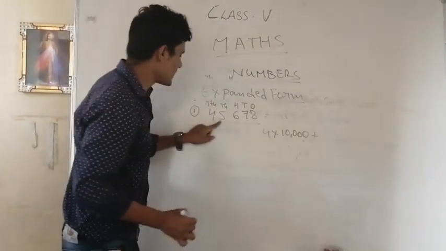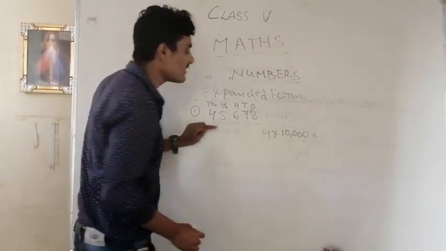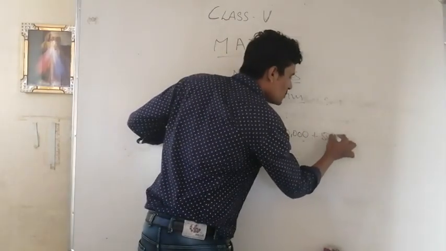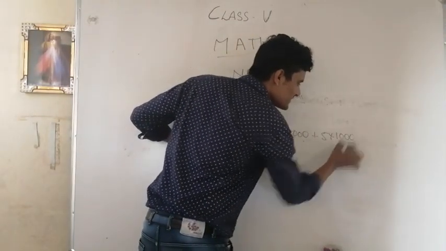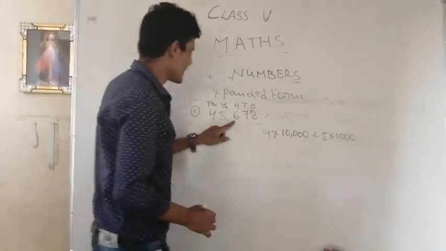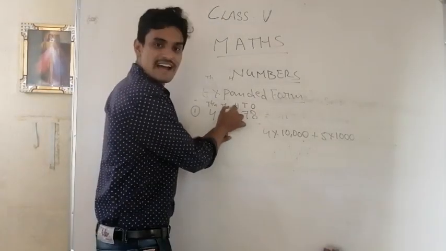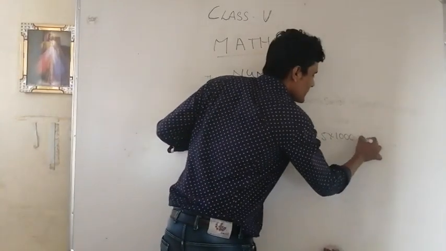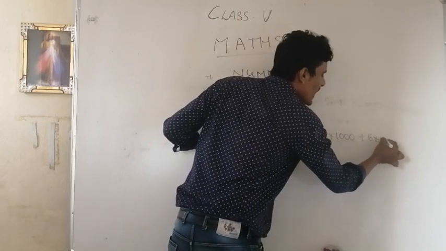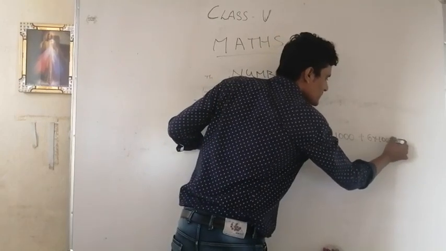Yes. Here, look at that. What is the place value of 5 here? 1000. So 5 into 1000. It is very easy, right? Okay. What is the place value now here? Hundreds. Nice. 6 into 100 place.